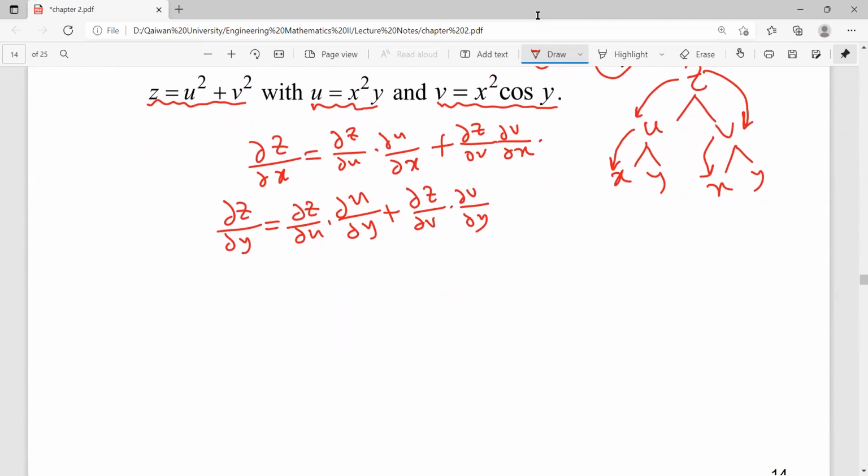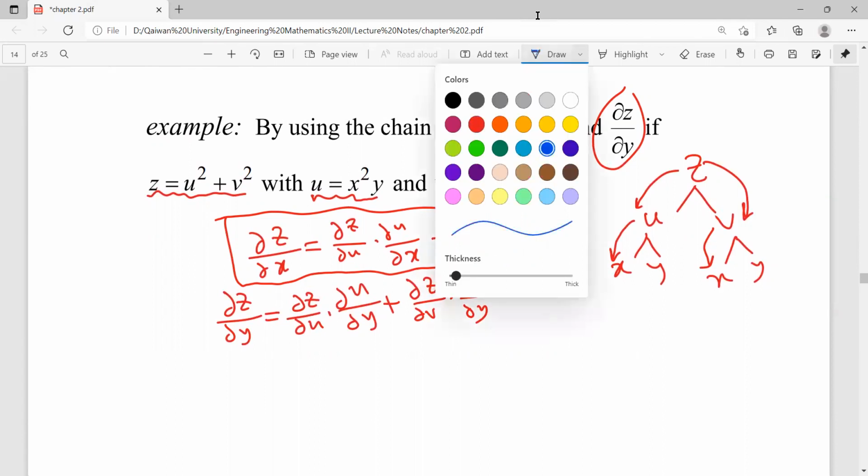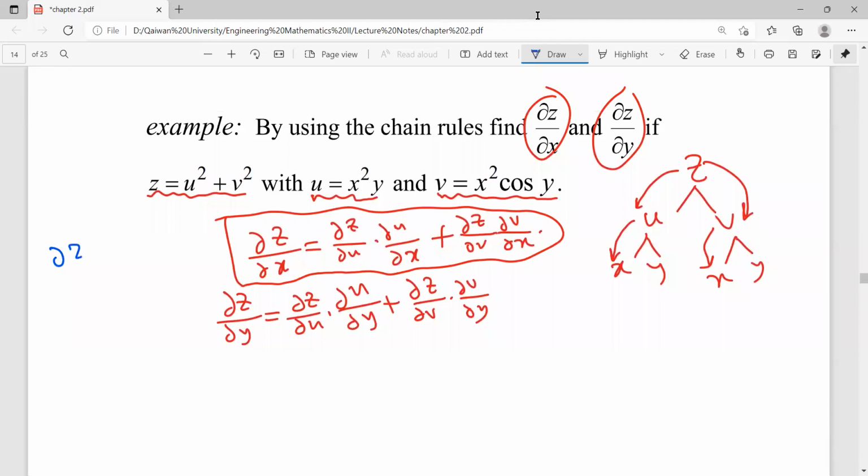Let's find their values. So here, what are the partial derivatives that we have in partial z by partial x? We have partial z by partial u, partial u by partial x, partial z by partial v, partial v by partial x. It's easier if you find them all and then just substitute them into the formula. Let's find them. We say partial z by partial u equals to what?